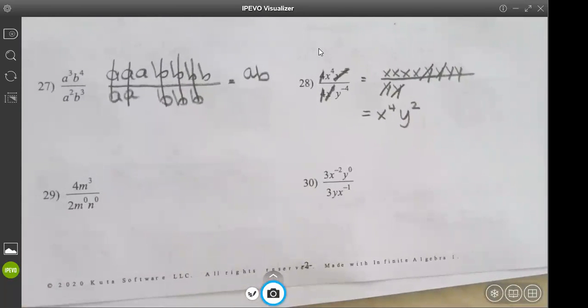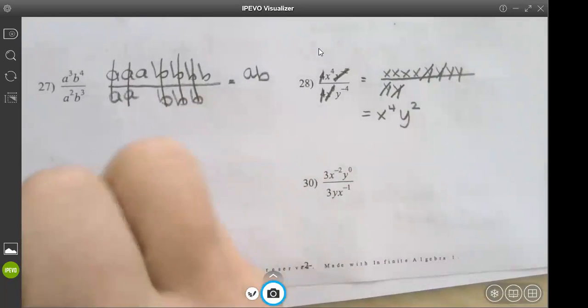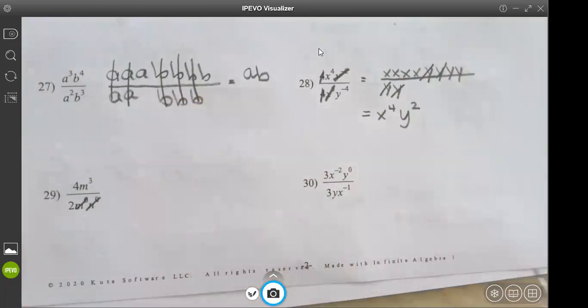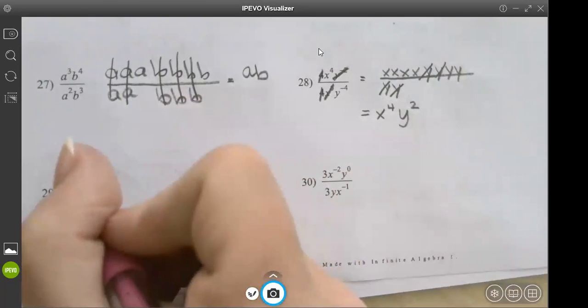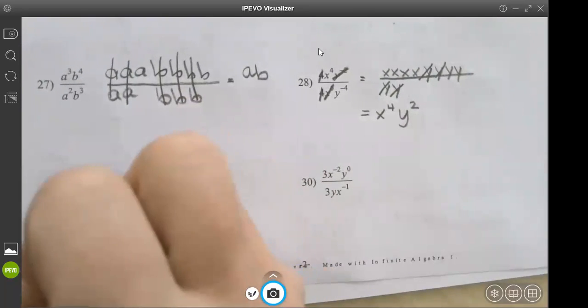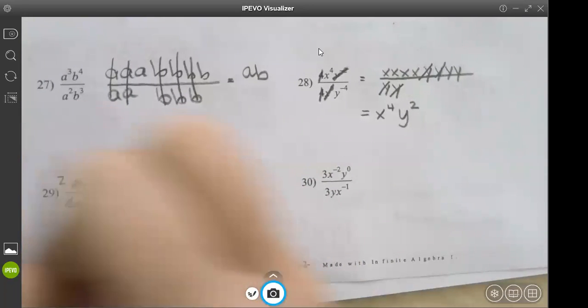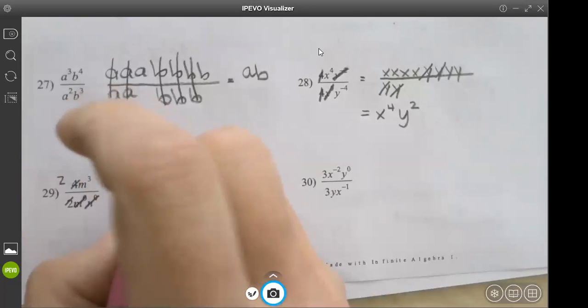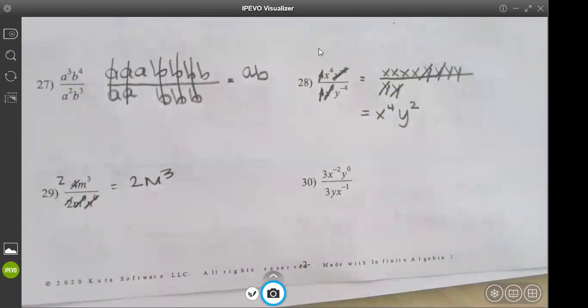All right, 29. What can I do? Mark out the zeros. Now, one we haven't had, what is 4 divided by 2? So it just makes a 2 on top and an m to the third.